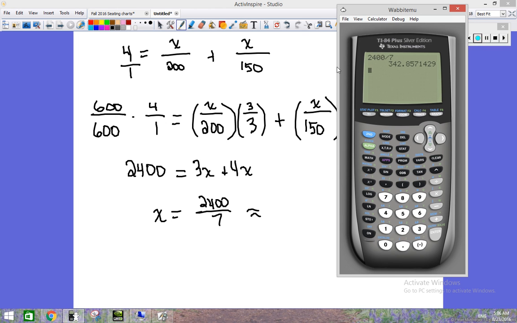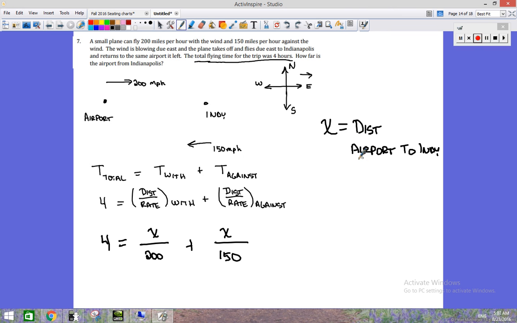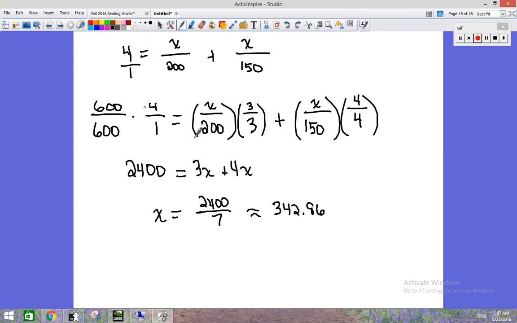Alright, 342, let's call it 86. Now remember that x was the distance, and that's in miles. So the distance from the airport to Indianapolis is 342.86. I wouldn't be surprised if they just end up calling it 343 miles.